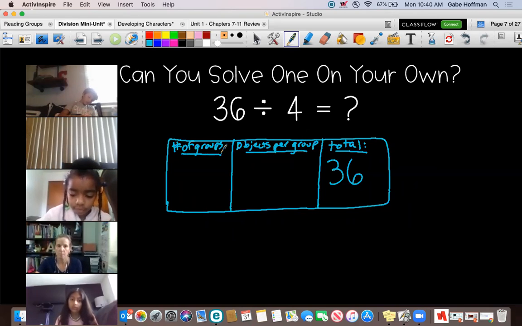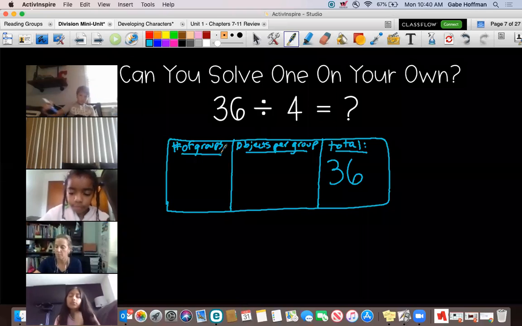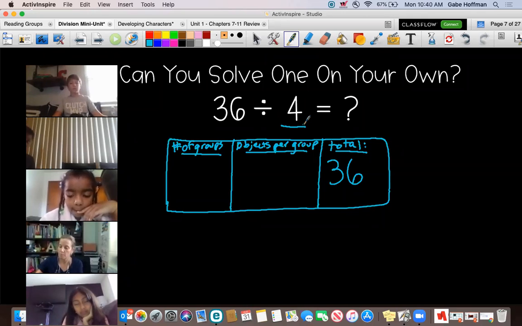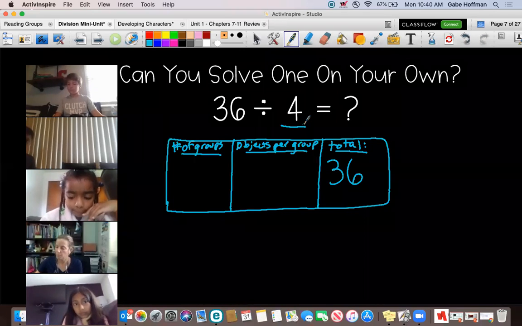Okay, and CJ, what did I say about these boxes? When it's not a word problem, what can I do with this for? It can go in either one. Yes, it can go in either one, okay?